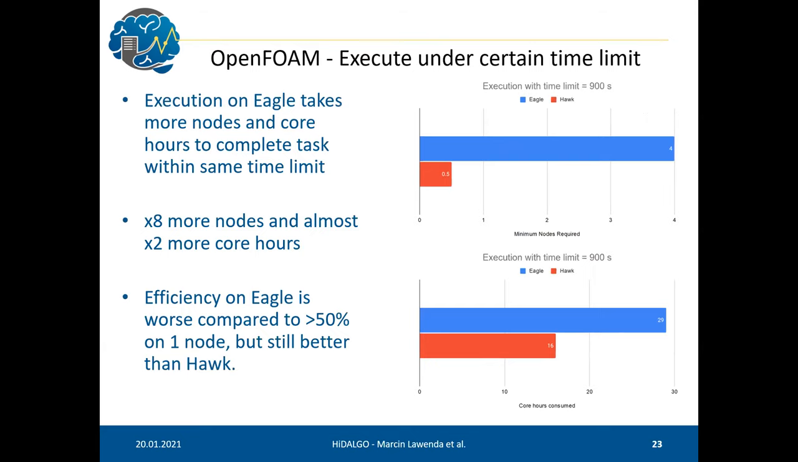In the third case, execution on the Eagle takes more nodes and core hours to complete the task within the same time limit. And the efficiency on the Eagle is the worst, compared to more than 50% on one node, but still, yeah, it is much better than on a Hawk.